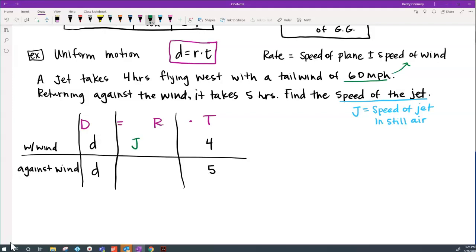And I want to ask you, do you think this is going to be plus 40 or plus 60 or minus 60 when it's with the wind? Plus 60. Okay, why plus? Because it's helping us. Yeah, it's making you move faster than you'd actually be going. And then the other one against the wind is the one that's slowing you down. So whatever the jet speed is, you're going to have to subtract 60 from that because it's slowing you down 60 miles per hour from what you could be going if there wasn't that wind.